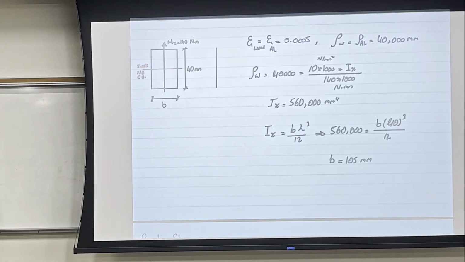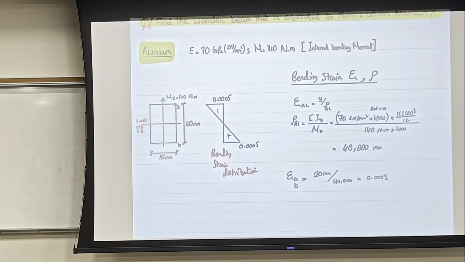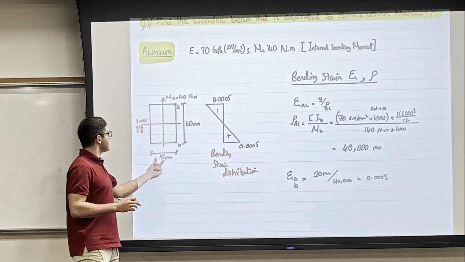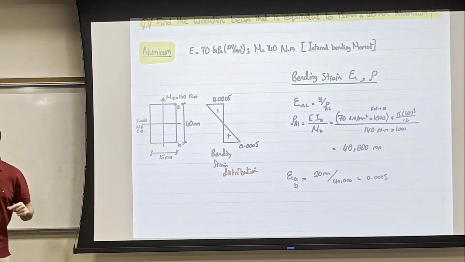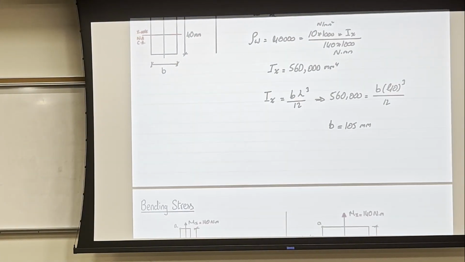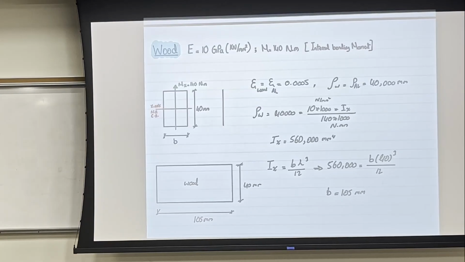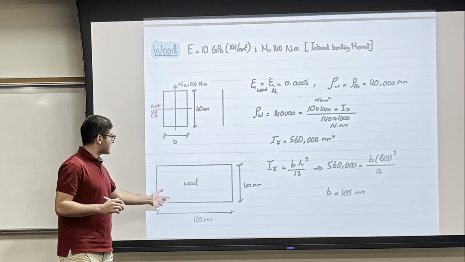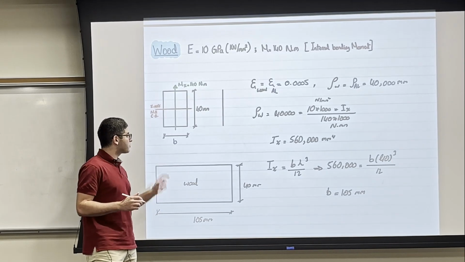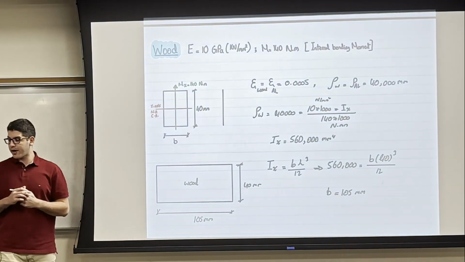So to have an equivalent wooden cross section for the 15 times 40 millimeter aluminum, I need to have 105 millimeter width times 40 millimeter of wood. So this section is equivalent to 15 times 40 of the aluminum. Okay?